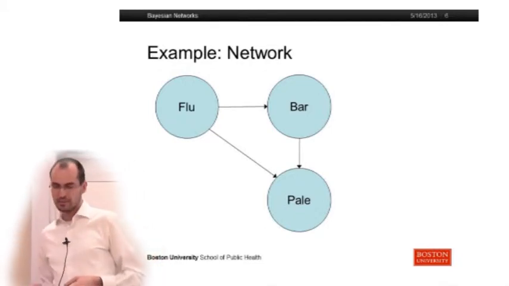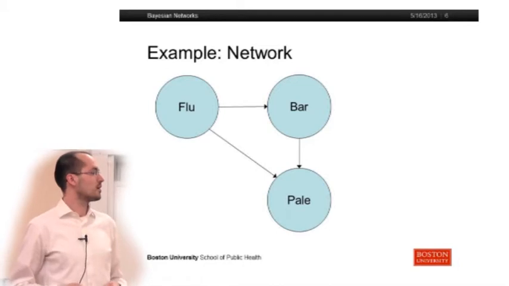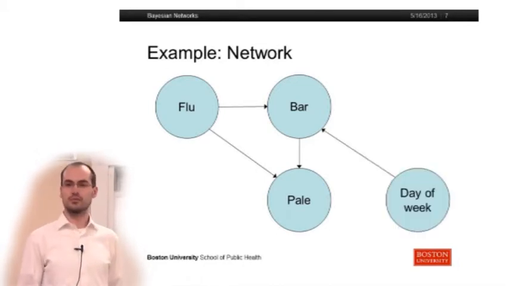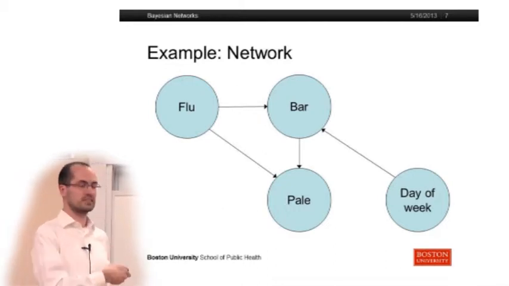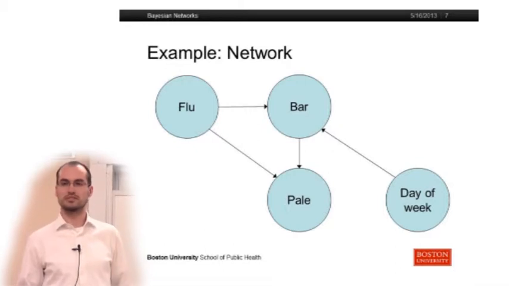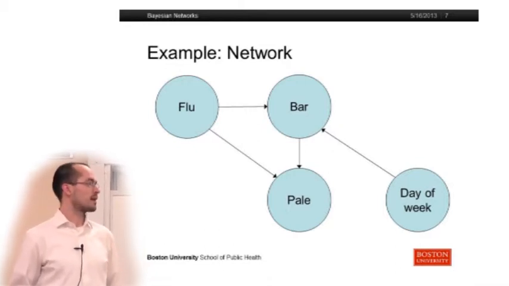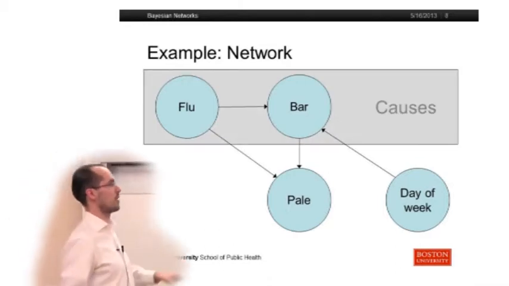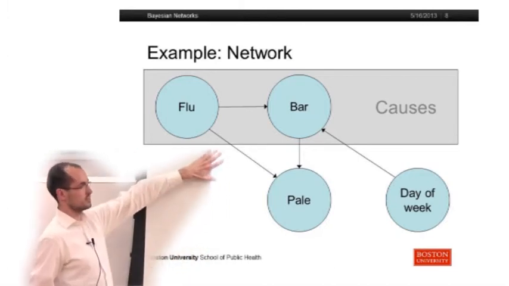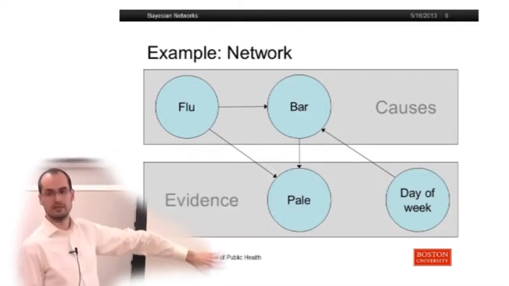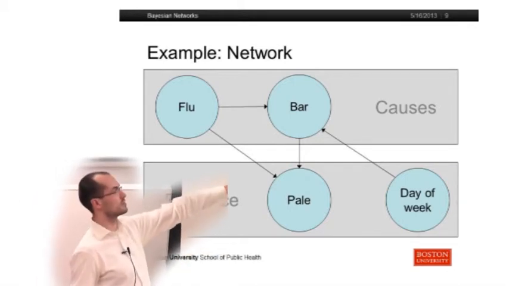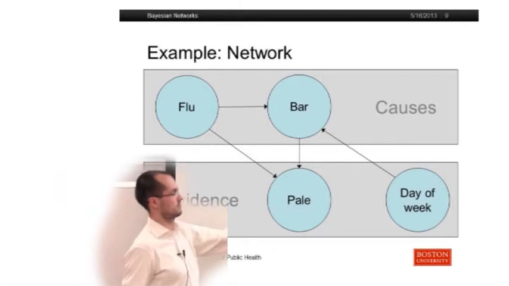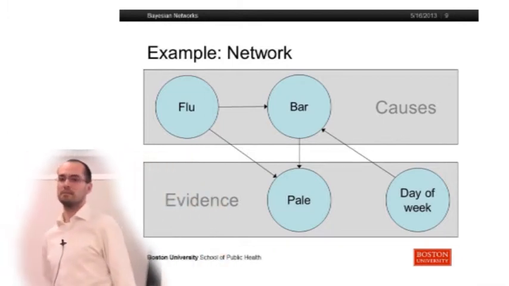And to include a little bit more evidence in our model, I consider the day of the week, because if it's Friday, Joe is very likely to go to a bar. If yesterday was Sunday, he probably was at home. And so just to wrap up, these are the causes, and this is the evidence we observe. And we would like to investigate which of these causes made Joe pale.